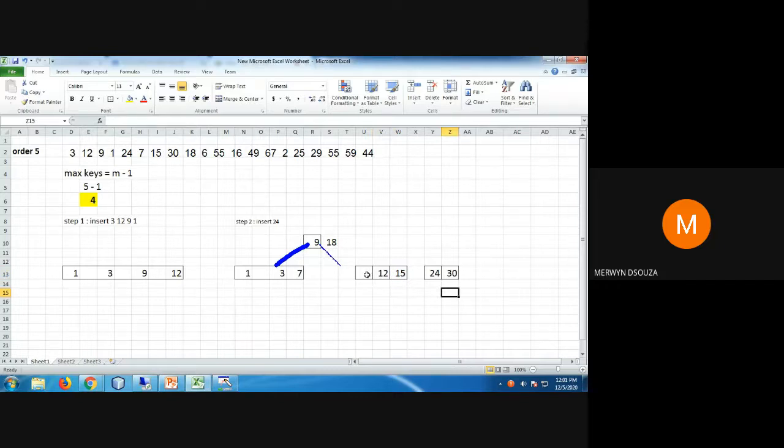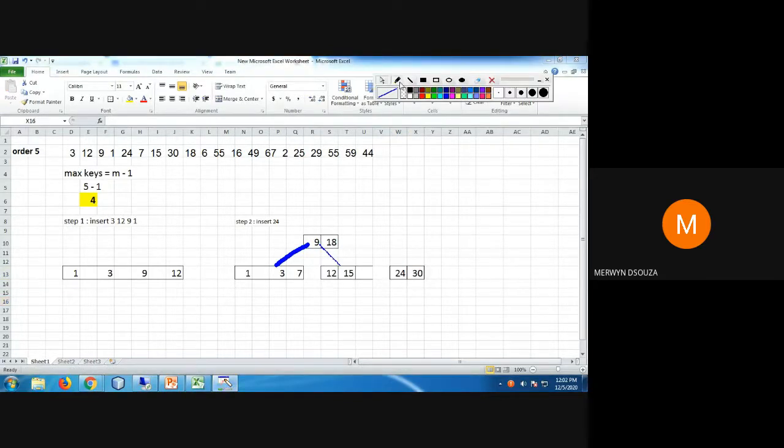Once you have a left leaf and a right leaf, you look at the proper arrangement. This 12 and 15 is greater than 9 and less than 18, so this leaf you will place here in between 9 and 18. And these two values are greater than 18, so you will have it like this. So you will have 3 branches now.